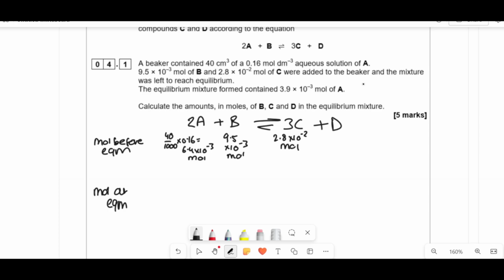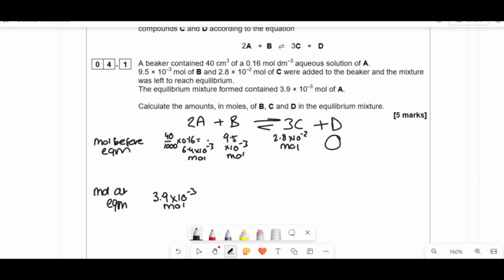D, there is no D here. So when you're first setting this up, none of this has been made yet. Now it says it's been left to reach equilibrium. Now when equilibrium has been reached, it told you that there was this much A. So now at equilibrium, we will write 3.9 times 10 to the minus 3 moles of A. So what we now do is we compare what happened to A, and then the rest will follow.